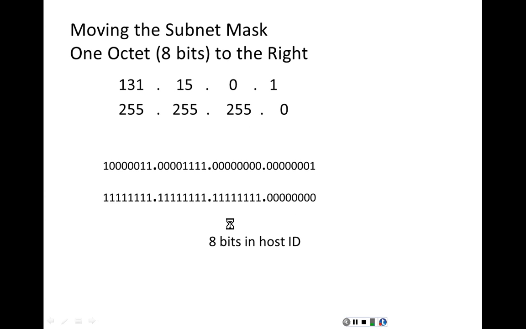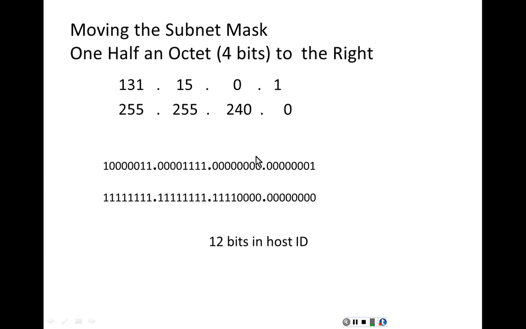Let me back up. When the subnet mask came over a full octet, that was represented as 255, and all 8 bits were used for subnet ID, but it cut into host ID. But if we only push the subnet mask over 4 bits to the right, it still gives us 4 bits with which to assign network ID. It still leaves us 12 bits for host ID, and the new subnet mask is represented as 255.255.240.